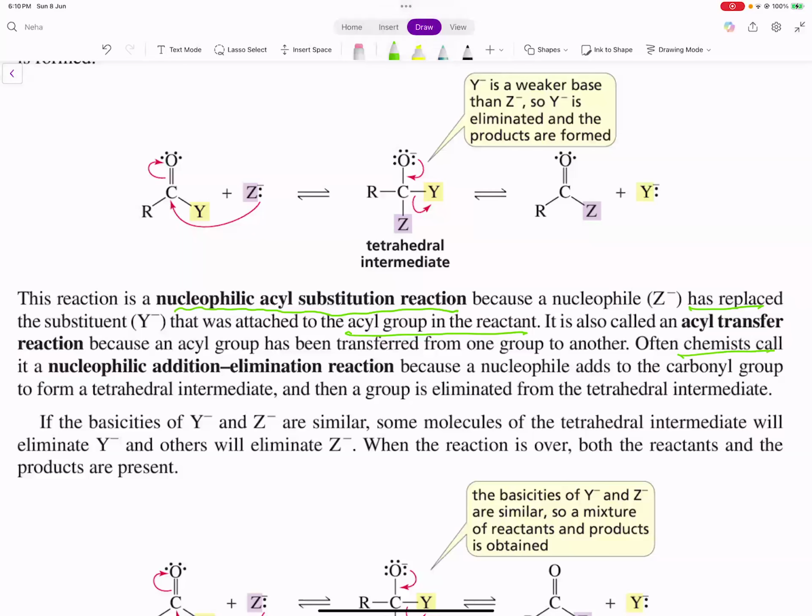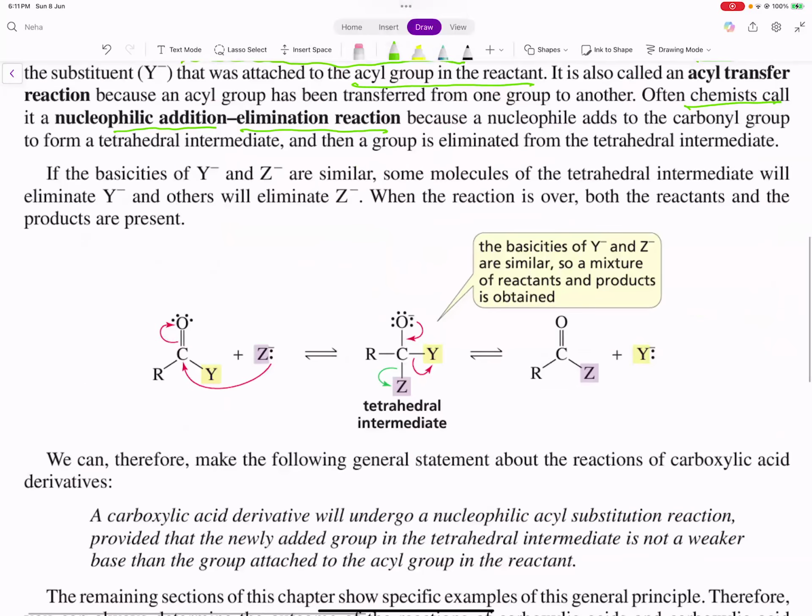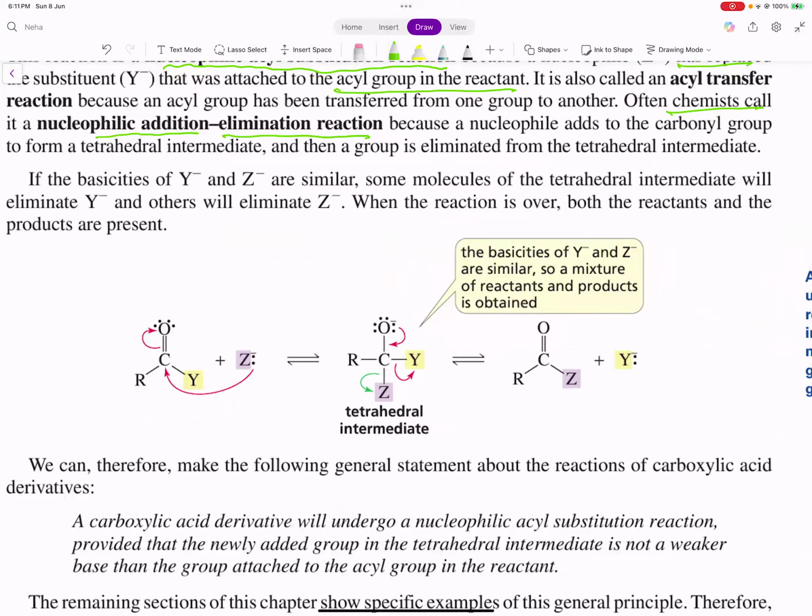Sometimes chemists also call this a nucleophilic addition-elimination reaction, because the first step was addition and the second step was elimination. Now, if the basicities of Y minus and Z minus are similar, then there will be an equilibrium. Sometimes Y minus will be kicked out, sometimes Z minus will be kicked out.